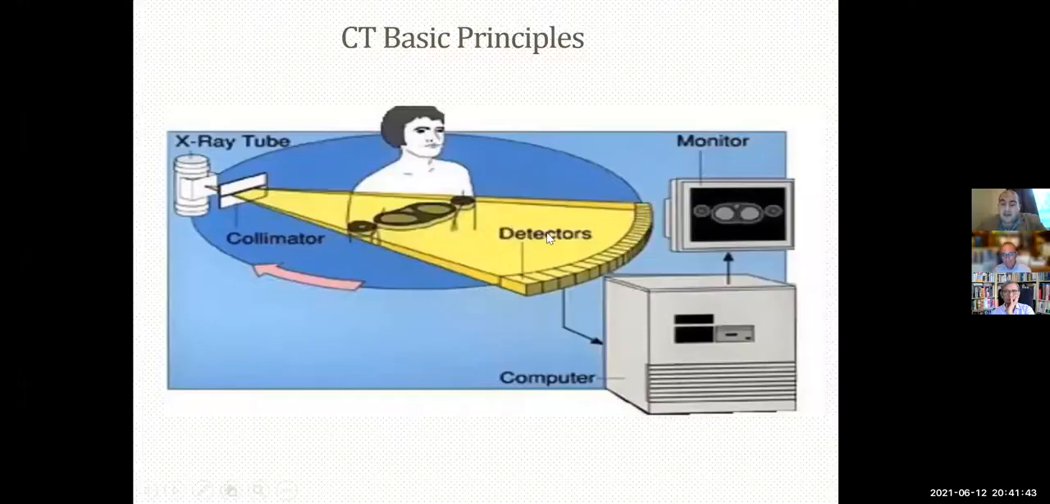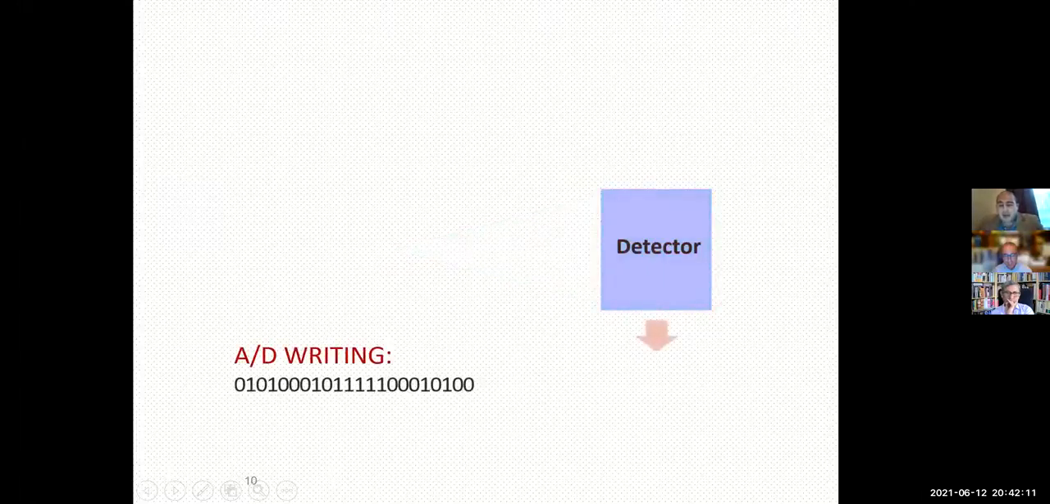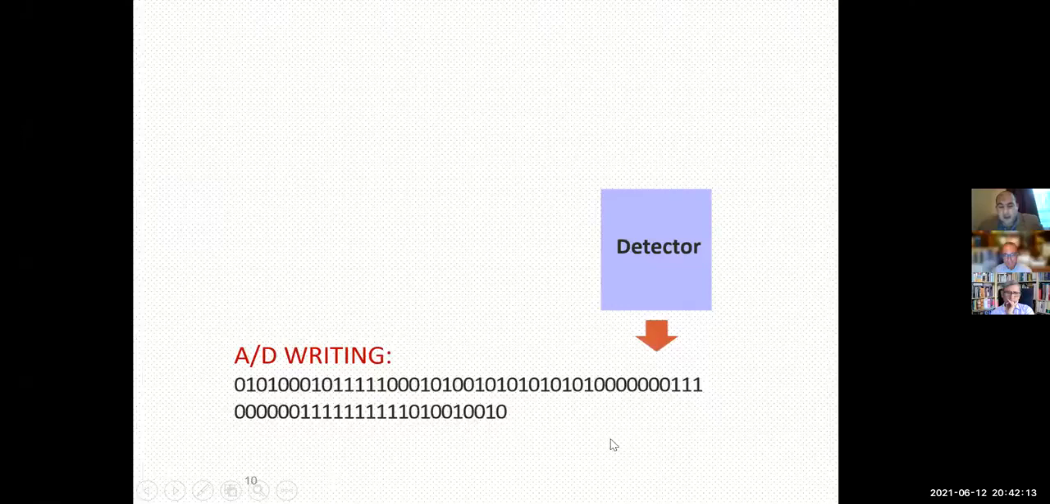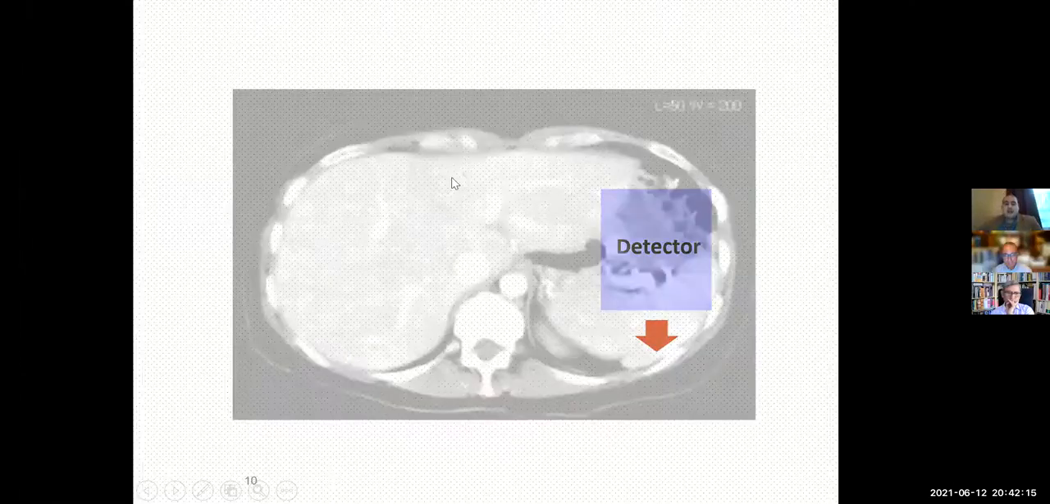All these transmitted intensities of radiation are detected by detectors, which convert them to analog signals. After that, by an analog-to-digital converter, these signals are digitized to be stored in the computer. After that, they are converted back to analog to be displayed on the monitor. As we see here, this is our detector and this is the X-ray beam, and this is the language of the computer, which is a binary system, 0-1. Okay, finally you will get the image like that.